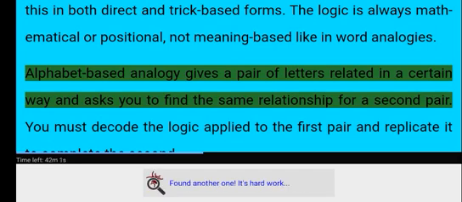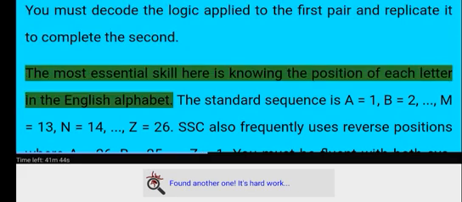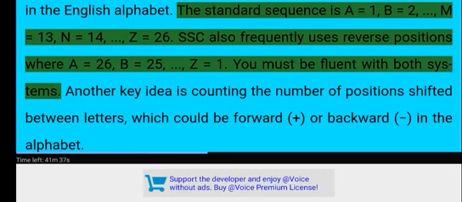Alphabet-based analogy gives a pair of letters related in a certain way and asks you to find the same relationship for a second pair. You must decode the logic applied to the first pair and replicate it to complete the second. The most essential skill here is knowing the position of each letter in the English alphabet. The standard sequence is A equals 1, B equals 2, M equals 13, N equals 14, Z equals 26. SSC also frequently uses reverse positions where A equals 26, B equals 25, Z equals 1. You must be fluent with both systems.